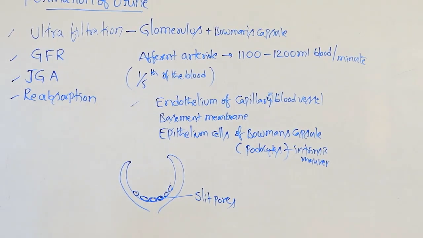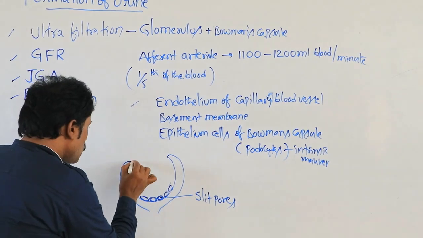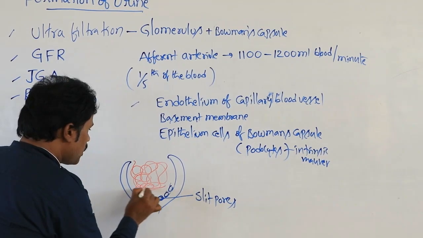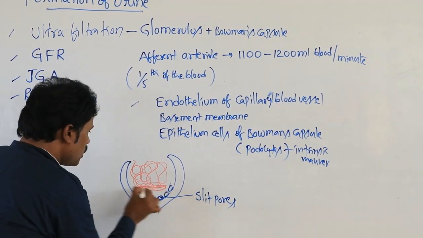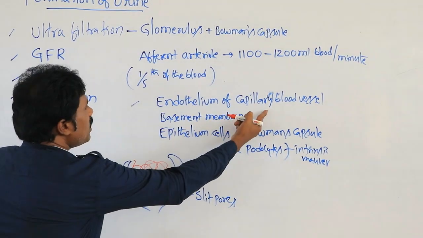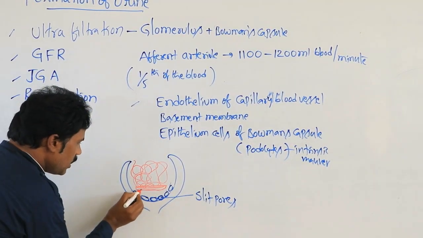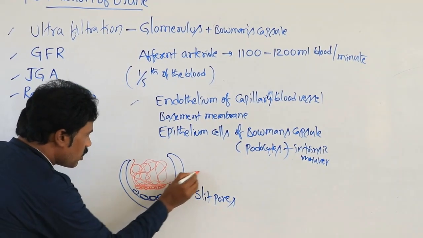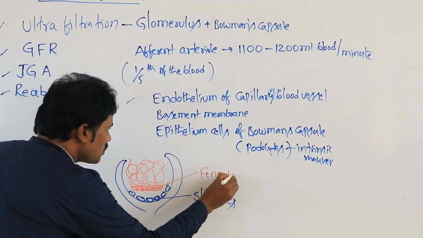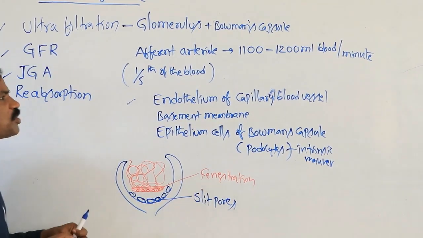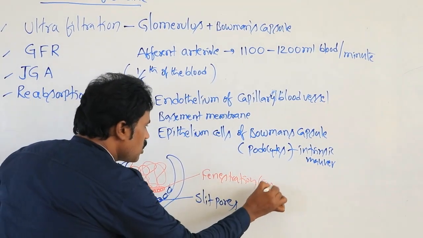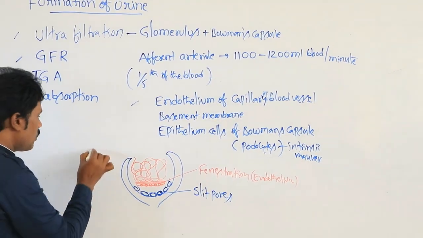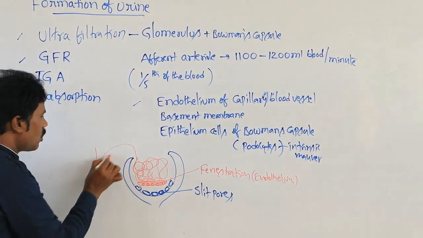Similarly, inside the capillaries, the capillary blood vessel endothelium also has small pore-like structures. These pore-like structures we call fenestrations. They are present in the endothelium of the capillary blood vessel, all along.